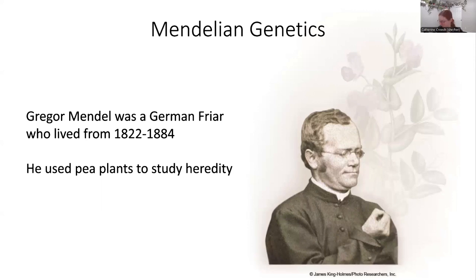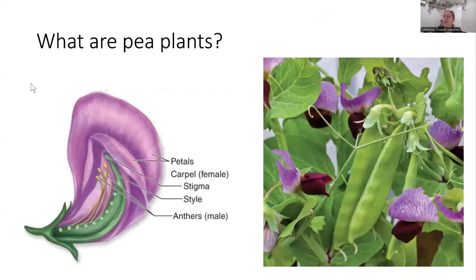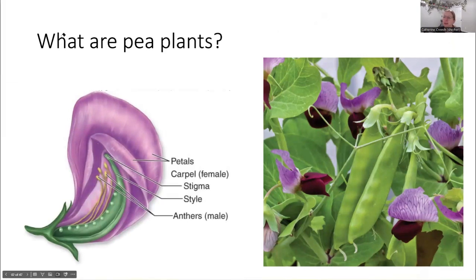What's a pea plant? A pea plant is this beautiful plant right here. So it's what we get snow peas or sweet peas from. Not the same thing as a bean plant, but peas. We also have English peas that you would have in rice. So here's a beautiful pea pod. Inside the pea pod, you have pea seeds.